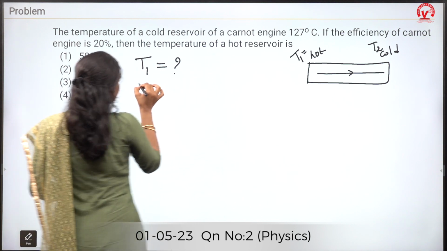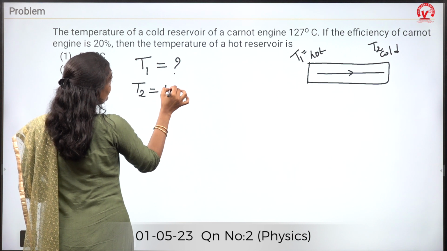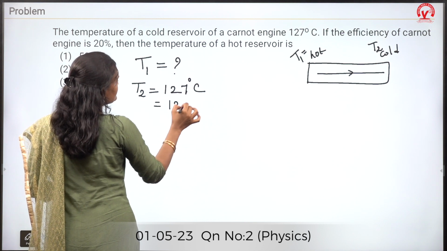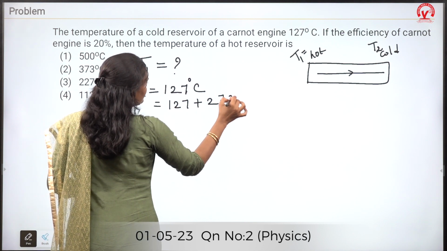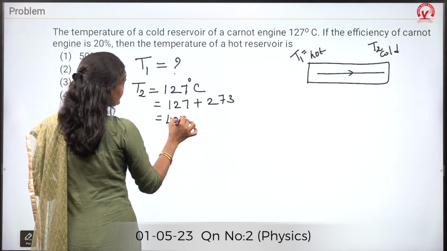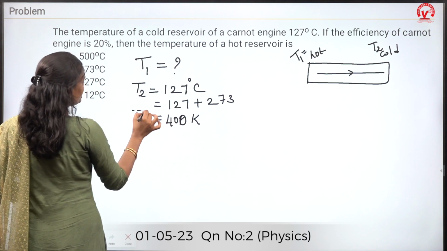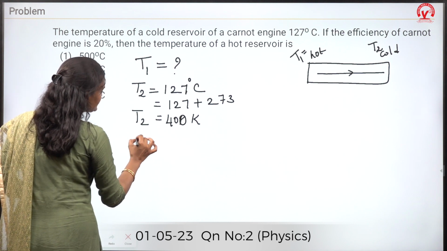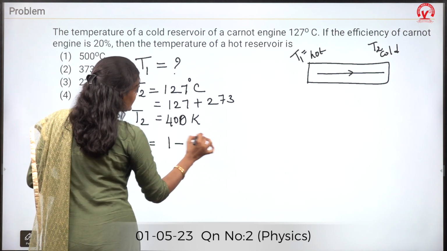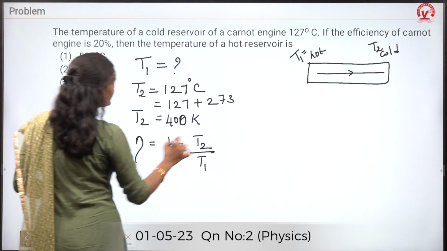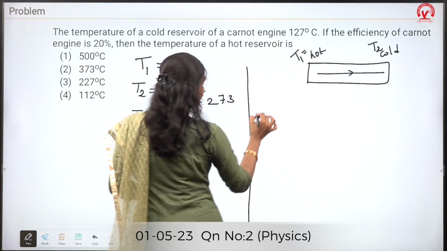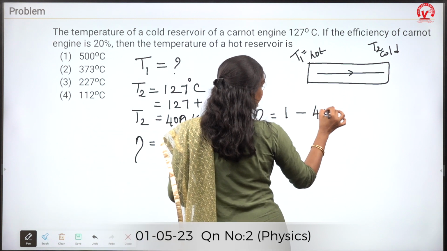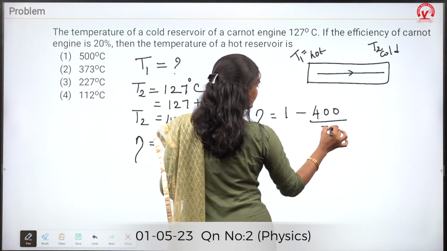Now, the given temperature T2 is 127 degrees Celsius. Convert this to Kelvin: 127 plus 273 is equal to 400 Kelvin. So the T2 temperature is 400 Kelvin. What is the formula for a Carnot heat engine? Eta is equal to 1 minus T2 divided by T1. Very simple. So eta is equal to 1 minus 400 divided by T1, and T1 we need to find.